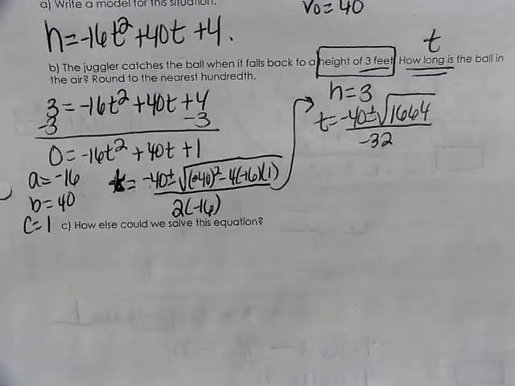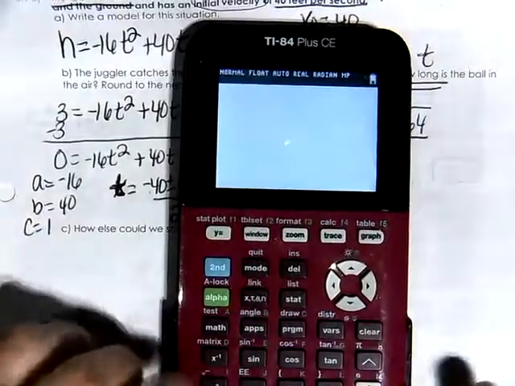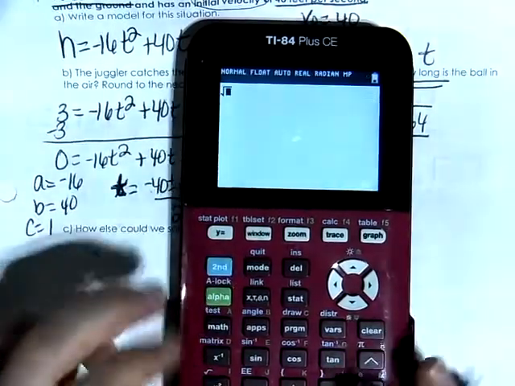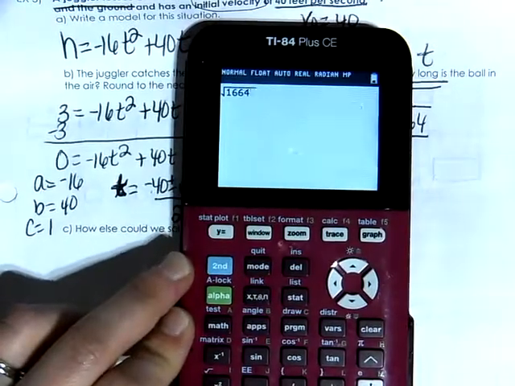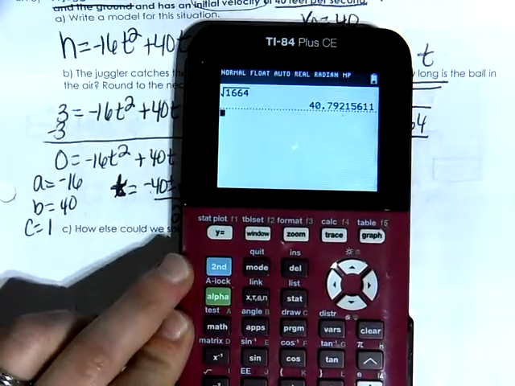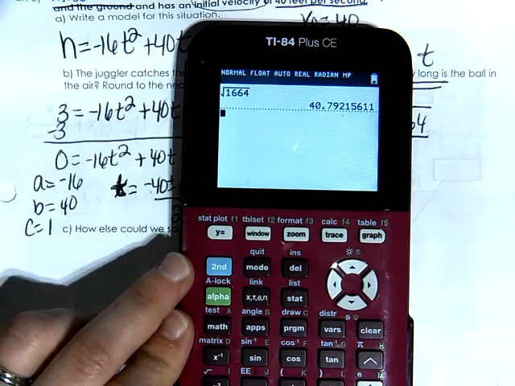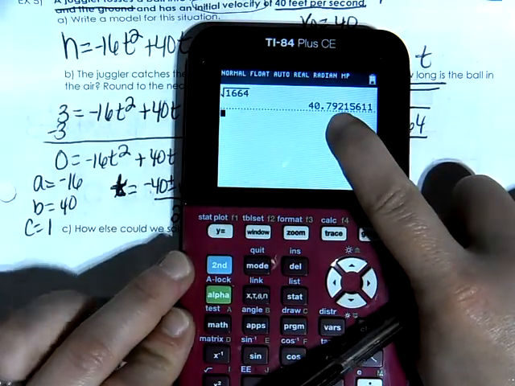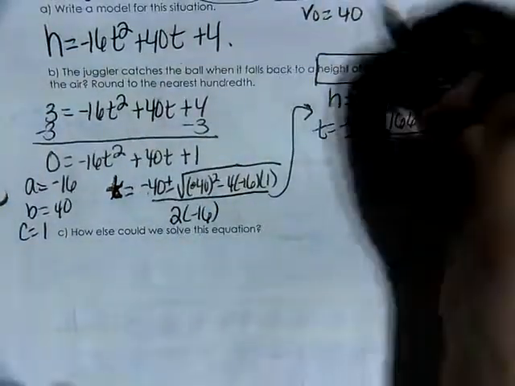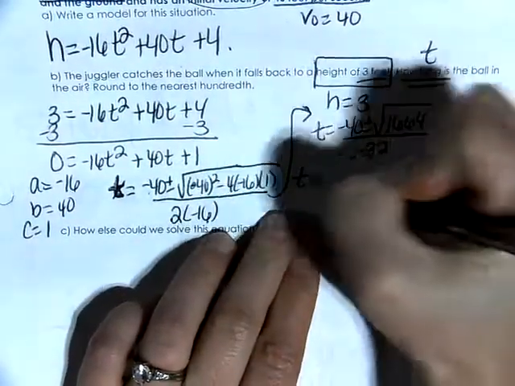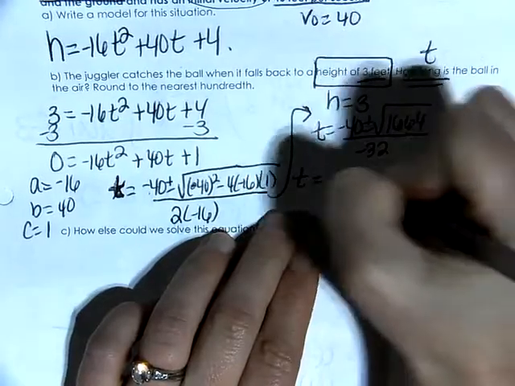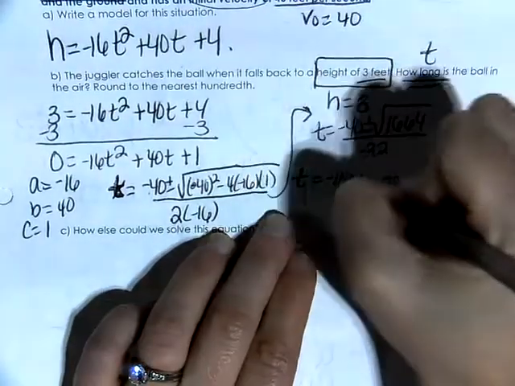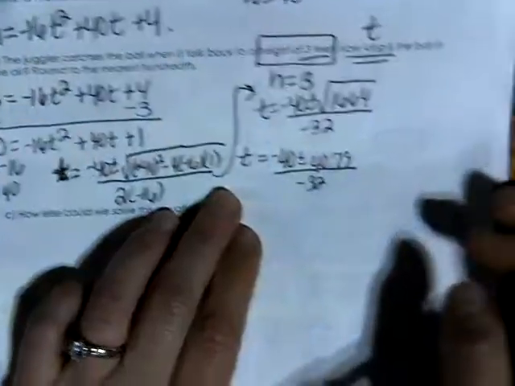And when we did the square root of 1664, now because we have context, I would like you to come up with an actual answer. So we want to round our answer to the nearest hundredth. So I'm just going to work with hundredths from the beginning. We have 40.79. So now I have T is equal to negative 40 plus or minus 40.79. This is all over negative 32.